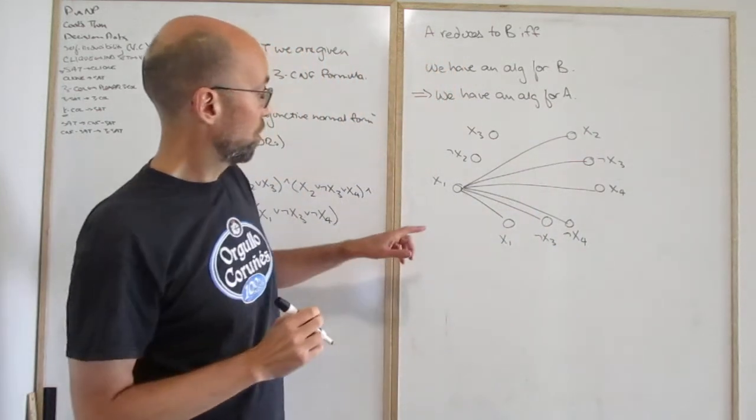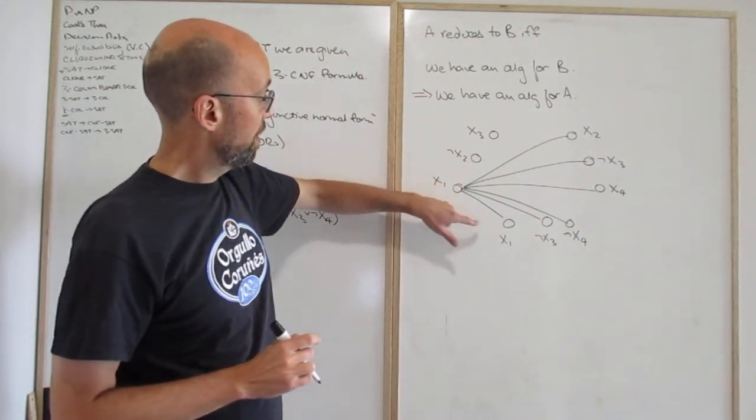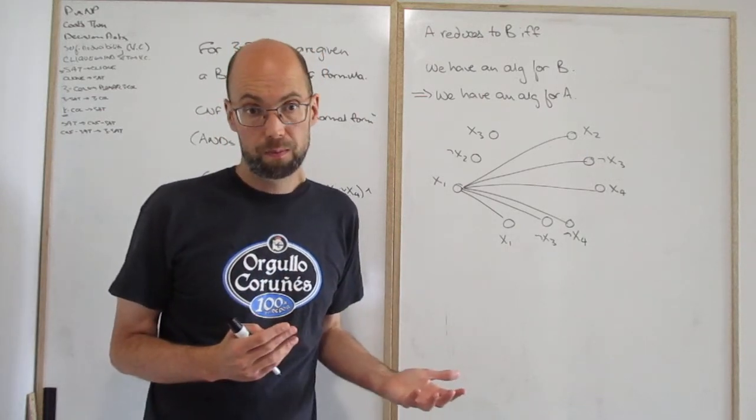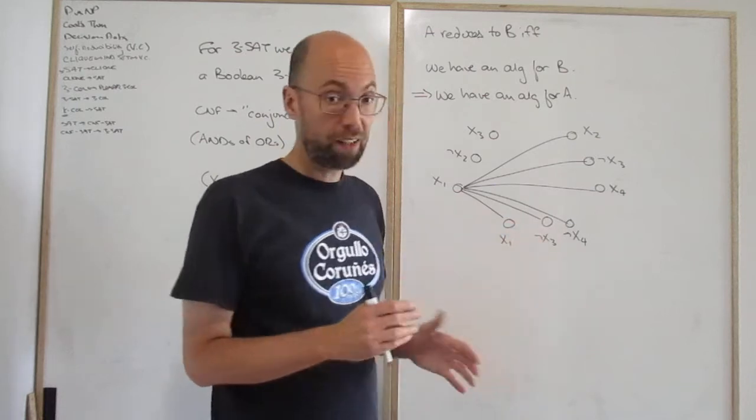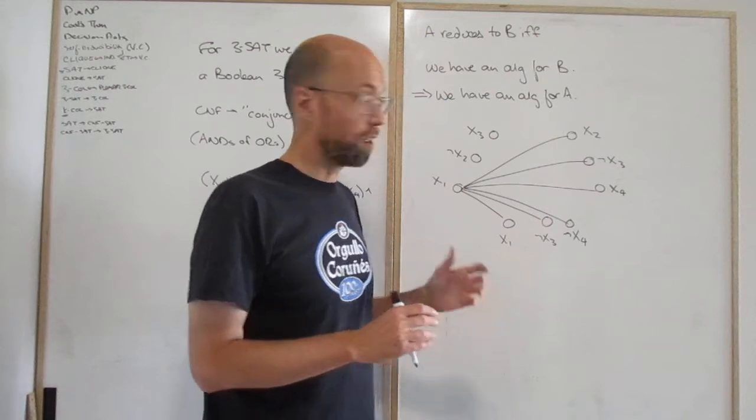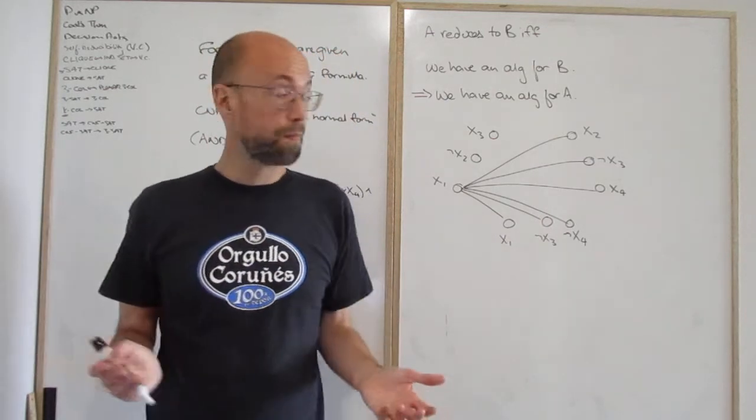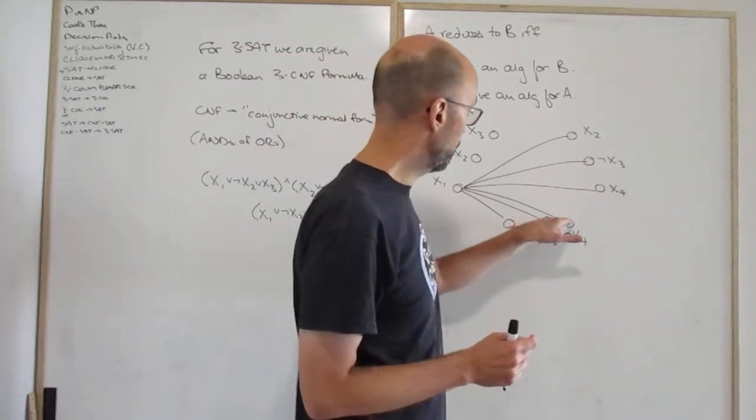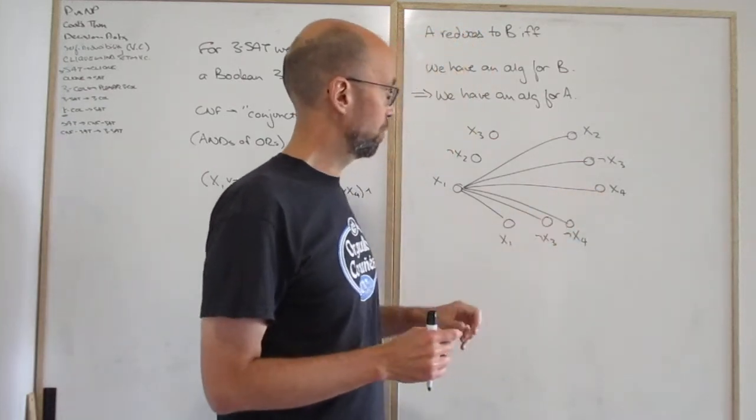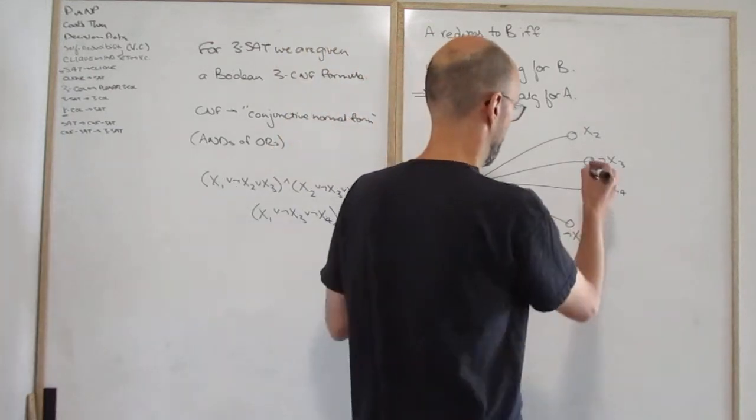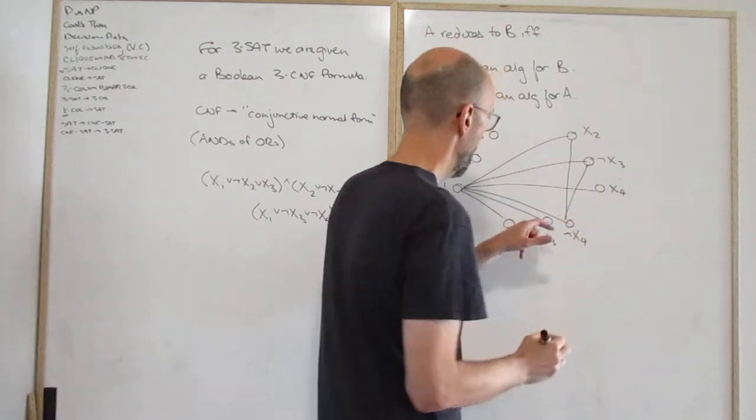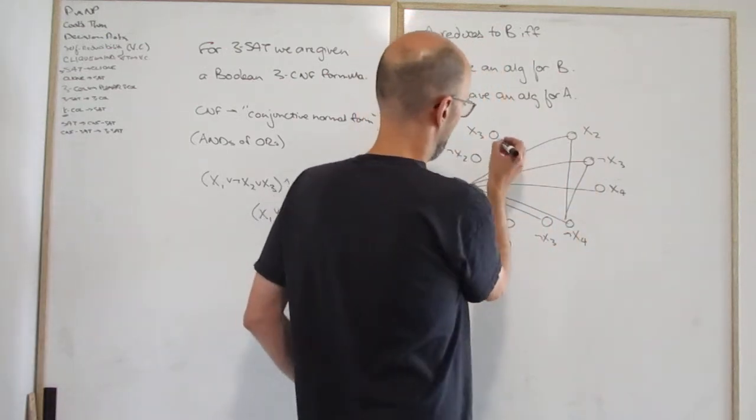Okay? So x1 is compatible with x1. If x1 is true, then x1 is true. If x1 is true, then not x3 could still be true. Those are compatible. If x1 is true, then not x4 could still be true. x4 is not compatible. Not x4 is not compatible with x4. So we don't draw this edge. We do draw this edge. We do draw this edge. Okay.